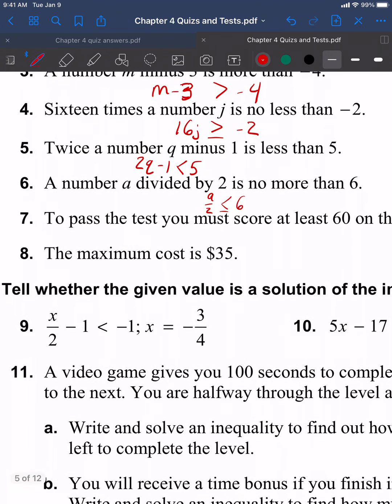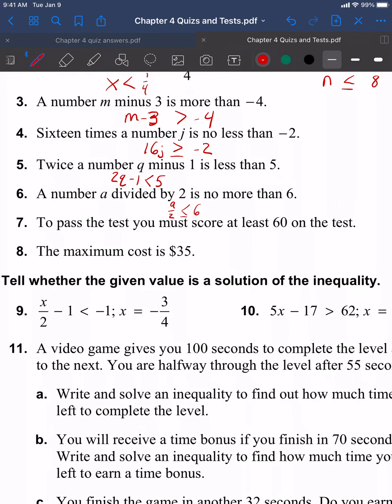Okay. 7. To pass the test, you must score at least a 60. So your grade, which is the unknown number, has to be at least 60. Yes. Could it be 60? Yeah. Sure. Do I want it higher than 60? Yes. Probably. Can it be less than 60? No. Not to pass. Okay?